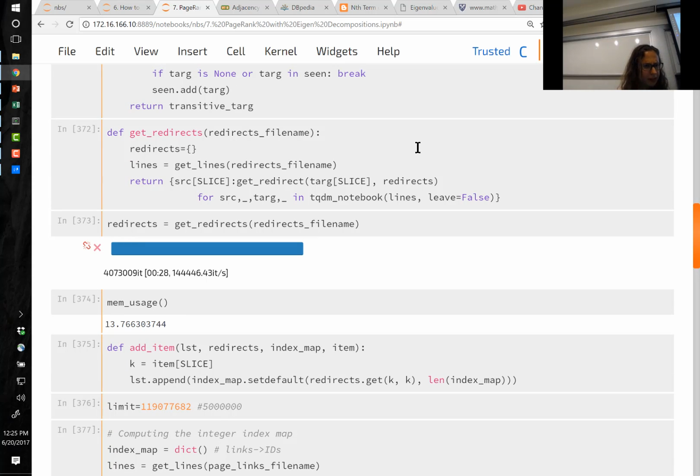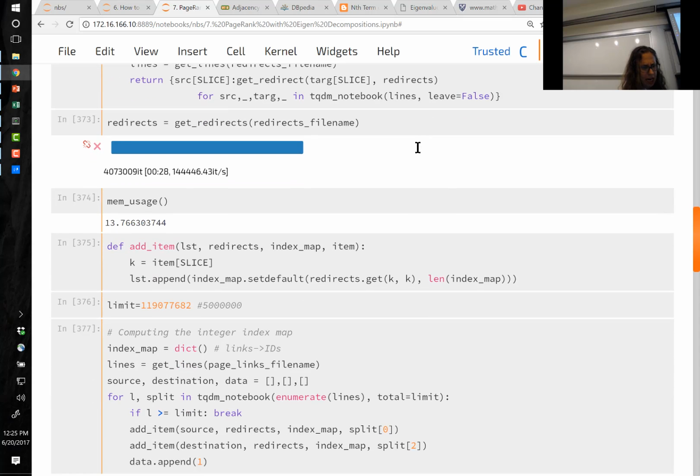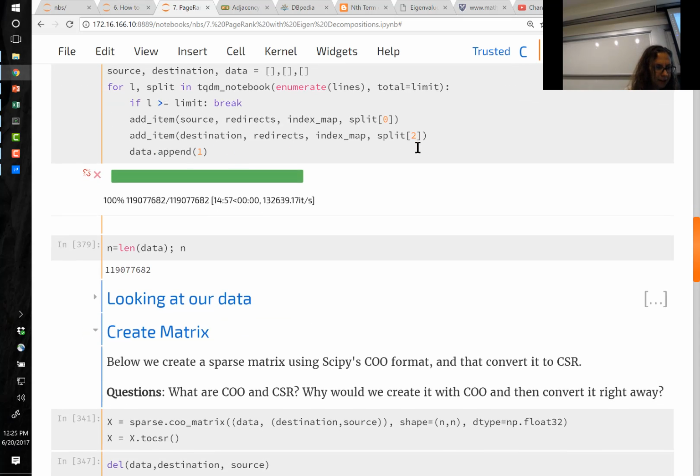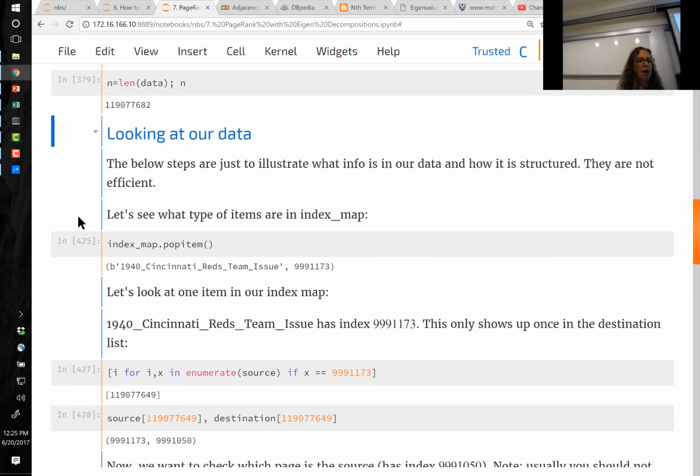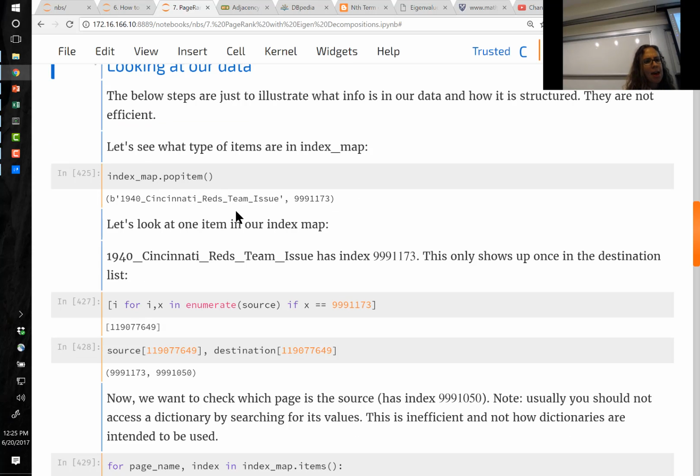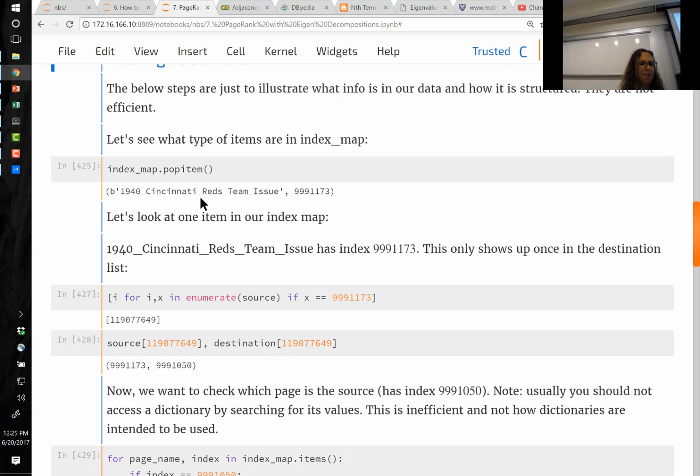The redirects we're putting into this dictionary. I want to come down. I think it's more interesting to look at what we've created. So we have something called index map, and an index map is a dictionary, but to see what's in it, I'm just popping off a random element from it. And in general, you don't want to do this because I think that alters your dictionary. But it's always important to be able to see what your data is like. And I think it's more informative to see how our processed data looks than to go through each step of the processing.